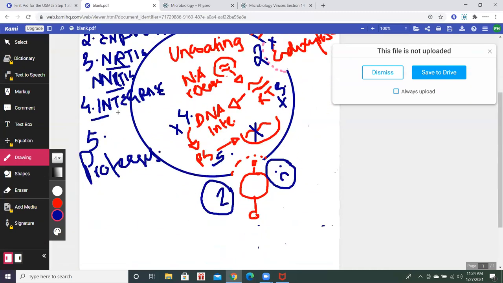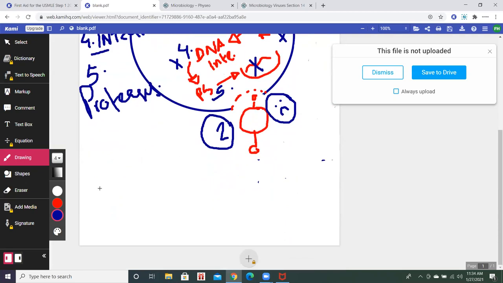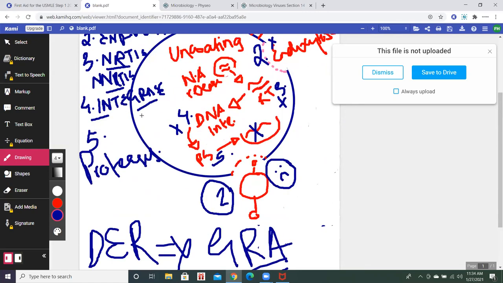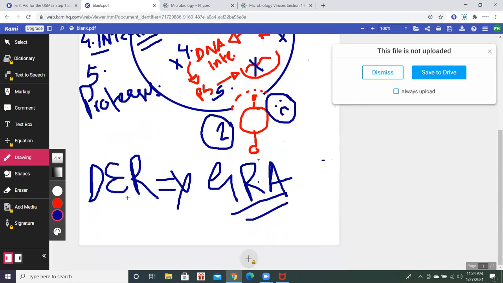Let's learn about integrase inhibitors. Every one of them has the word GRA in it. So integrase has GRA. These drugs have GRA, meaning there is dolutegravir, elvitegravir, and raltegravir.